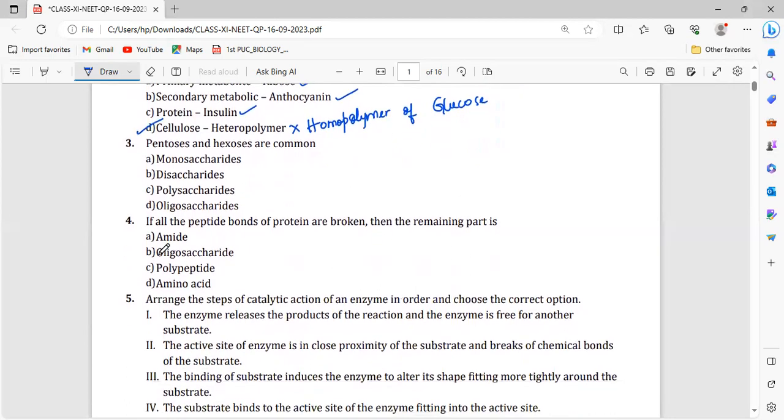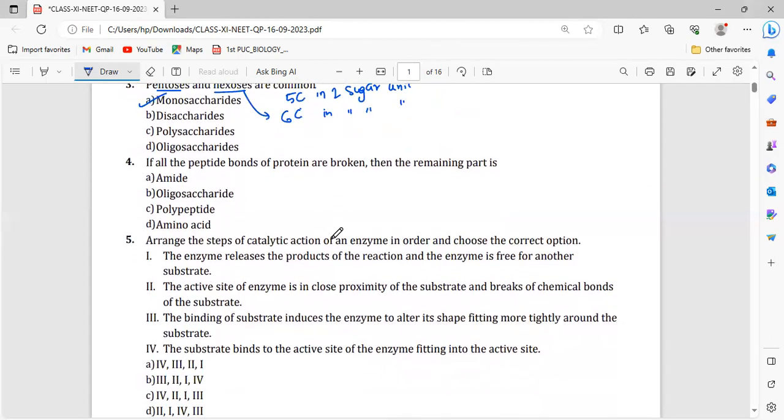Third one, pentoses and hexoses are common. Pentoses mean they have 5 carbons in one sugar unit, and hexoses mean they have 6 carbons in one sugar unit. So they have only one sugar unit. So they are monosaccharides.